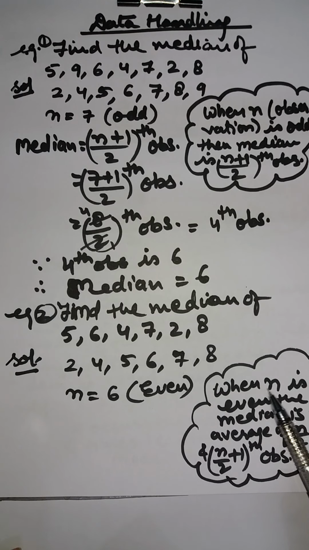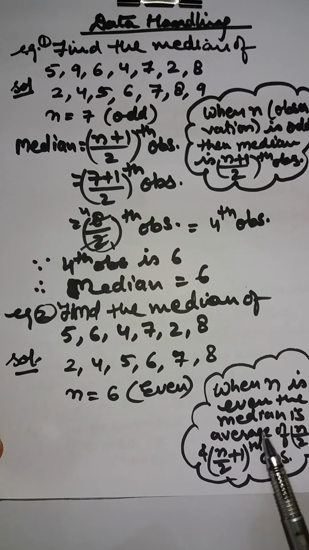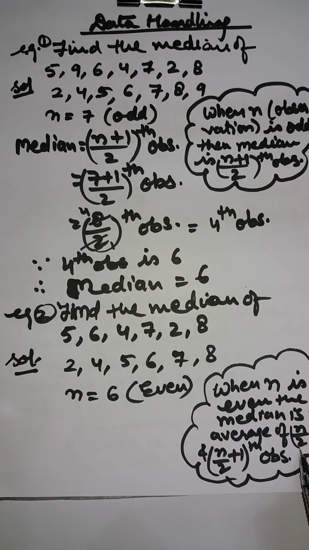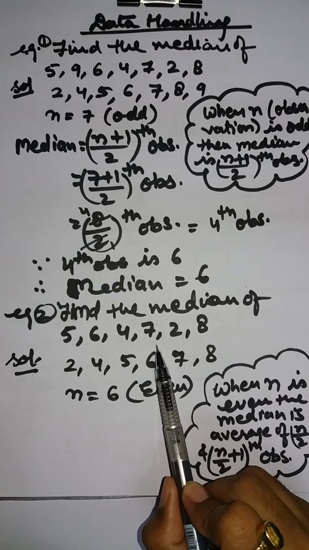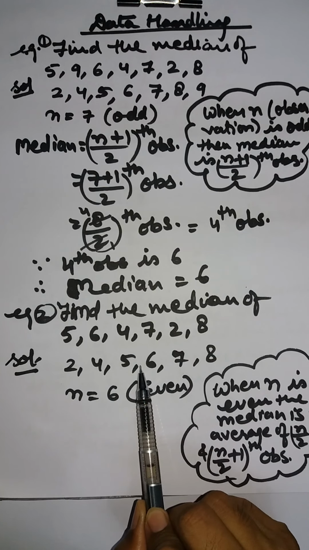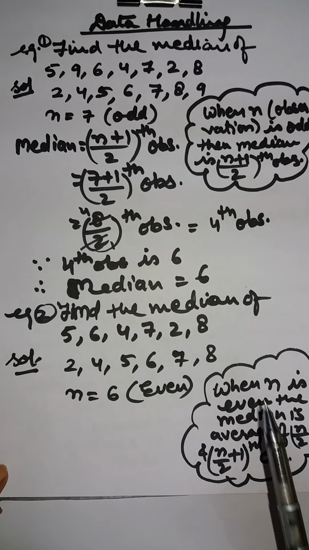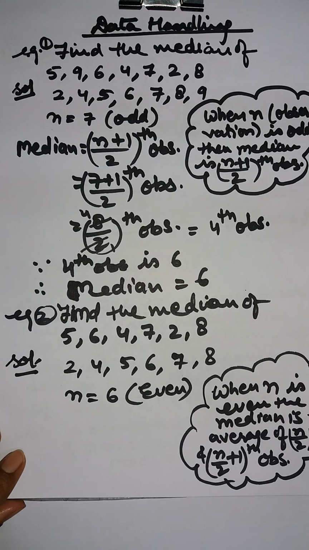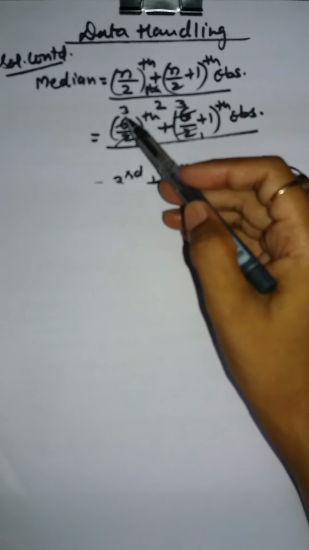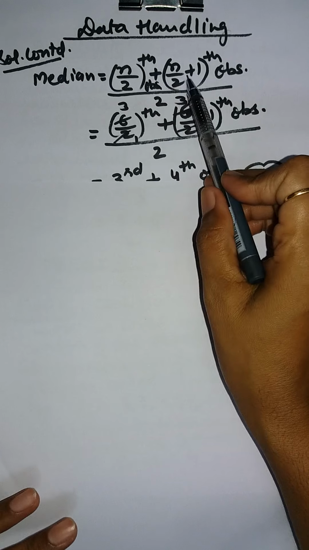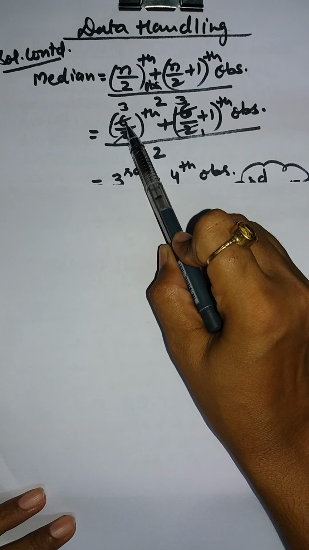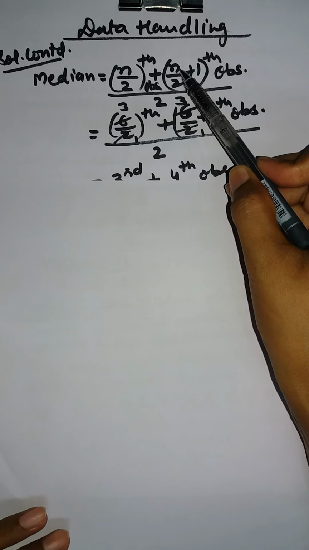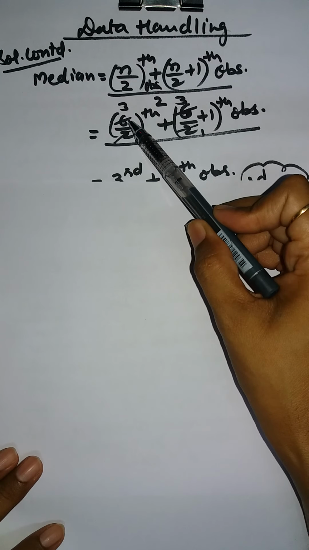So when the observations are even, the median is average of what? Average of the n by 2th and n by 2 plus 1th observation. It means we will find the average of the two middle observations. This is the formula. Now we put the value in this formula, where the number of observations is 6, and then we solve it.